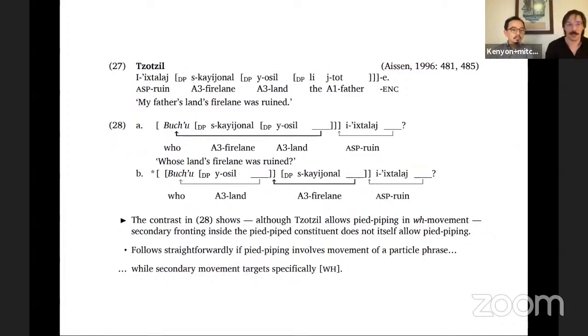It's 28A and 28B. So this contrast shows that although Tzotzil certainly does allow piping in WH movement, the secondary fronting within the pipe constituent doesn't allow piping, which again follows straightforwardly in this world, if piping involves movement of a particle phrase, but secondary movement targets specifically something bearing a WH feature.